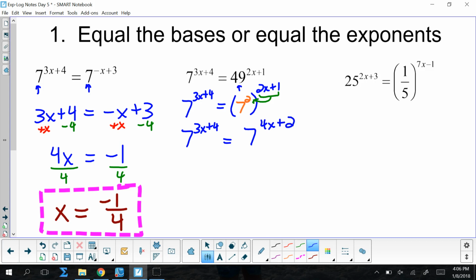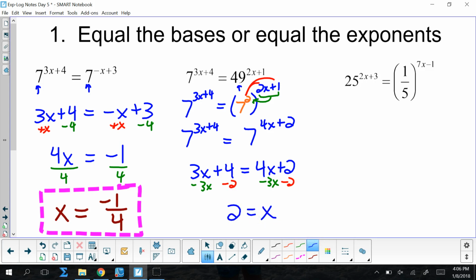Because this 2 needs to be distributed into there and into there. It needs to go into both when we're multiplying. So then I can say that 3x plus 4 is equal to 4x plus 2, subtracting 3x from both sides, subtracting 2 from both sides, gives me 2 equals x.